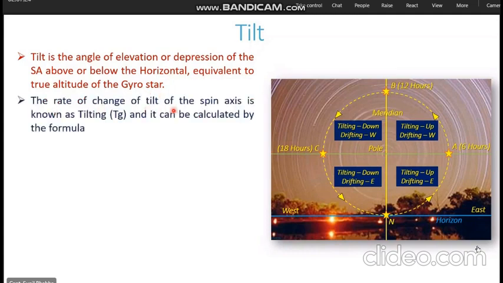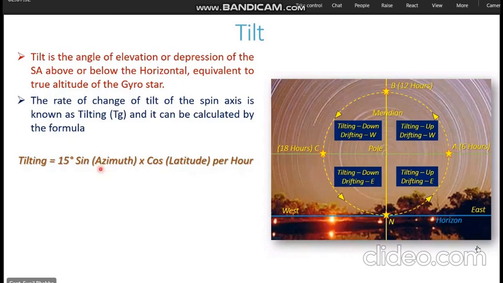The rate of change of tilt of the spin axis is known as tilting. In short, it is known as capital T small g, Tg, and it can be calculated by using the formula. The formula is tilting is equal to 15 degrees sine of azimuth multiplied by cos of latitude per hour.